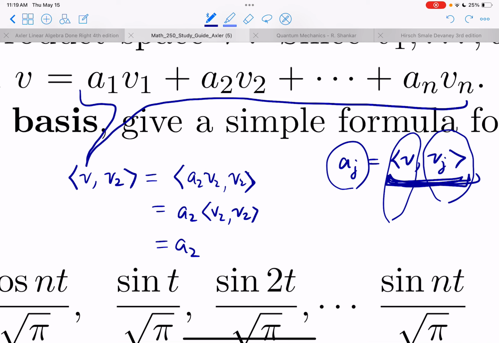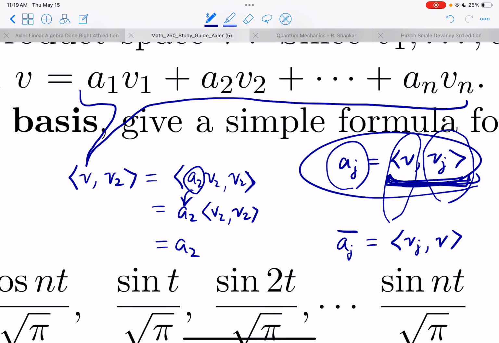Okay. And notice I had to take the v2 on this side because I wanted the a2 to pull out nicely. If we do it the other way, then we're going to get the conjugate. In other words, aj bar is going to be vj dotted with v, because if we take the conjugate of both sides of this equation, that's what we get.